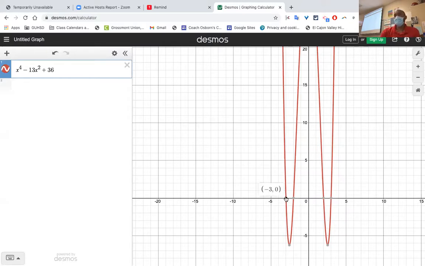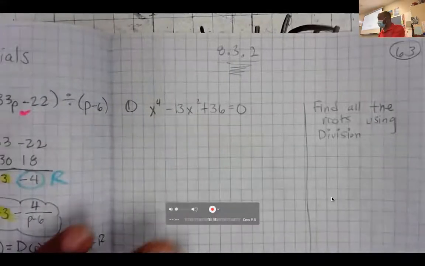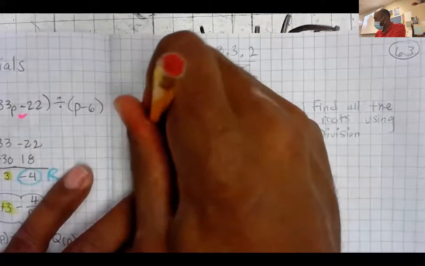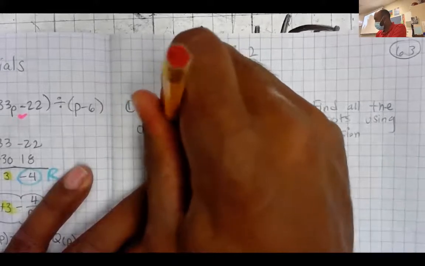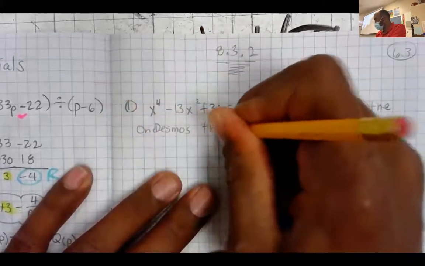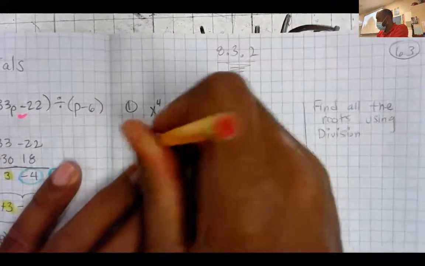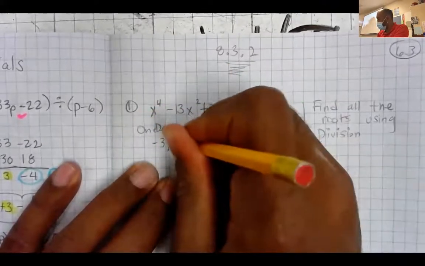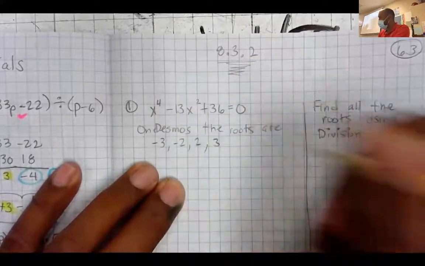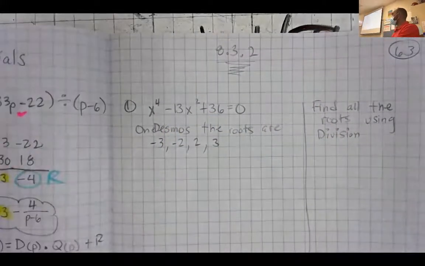So again, -3, -2, +2, +3. Let's just write those out. So I'm going to say on Desmos, the roots are -3, -2, 2, and 3. All right, so that makes my job easy on this one.